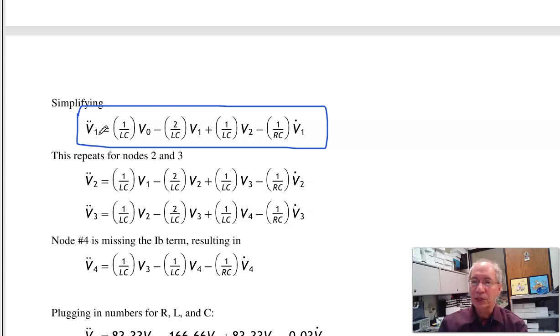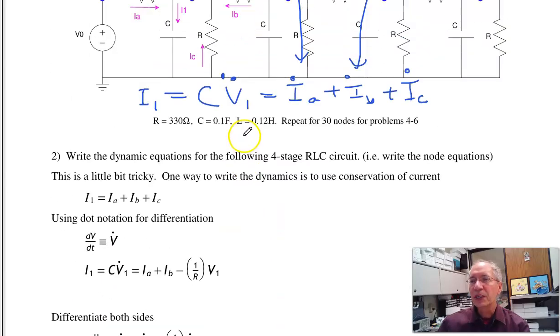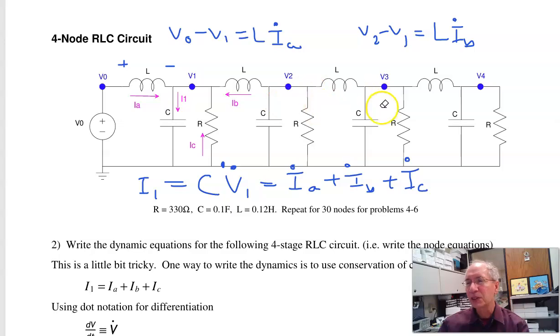In terms of names, the first derivative was the heat equation. The second derivative is the wave equation. That's the topic for this week. So this is at node 1. Nodes 2 and 3 will look just the same. Just change the indices. Due to symmetry, everything's the same at each node.